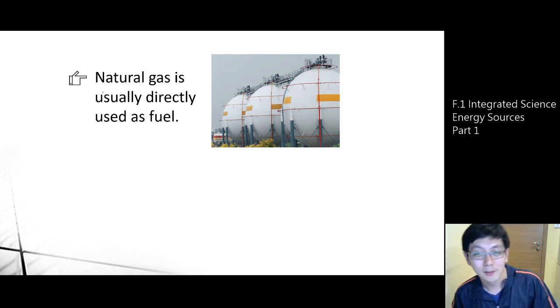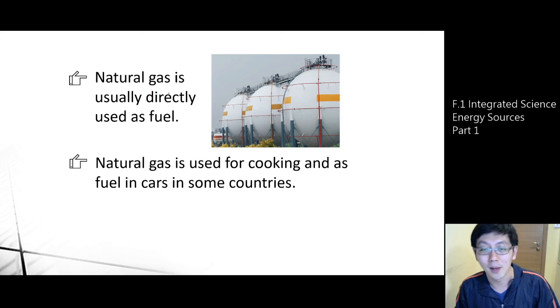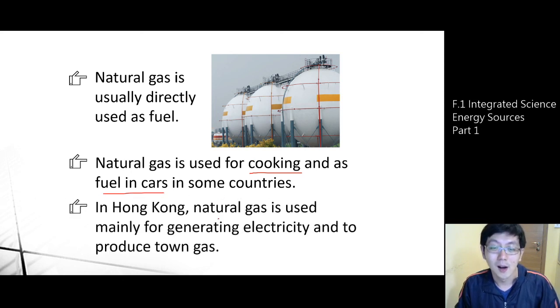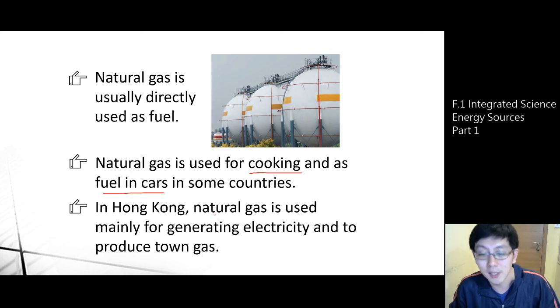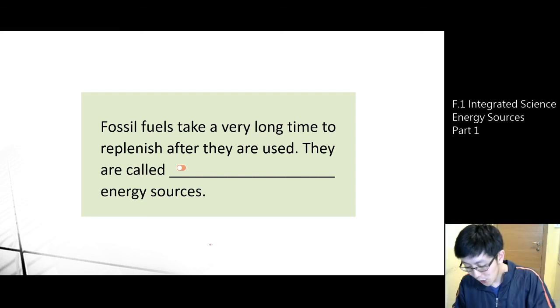And lastly, natural gas is used as fuel directly. Some countries use natural gas for cooking and as fuel in cars. In Hong Kong, we still use some natural gas to generate electricity. 有少天然氣發電嘅，呢個叫做煤氣碳 gas.